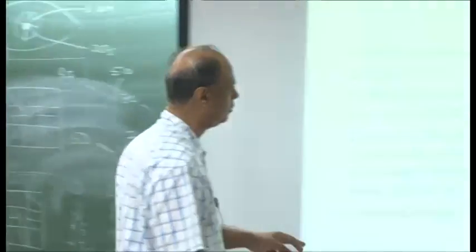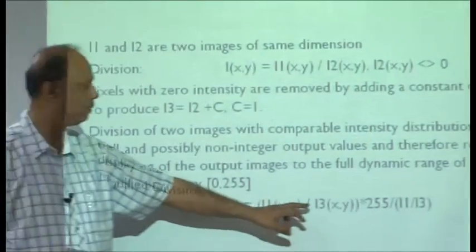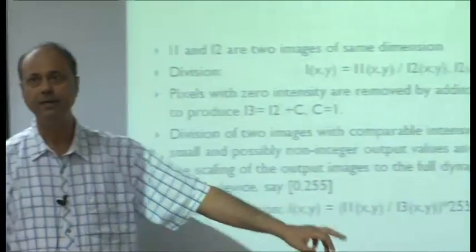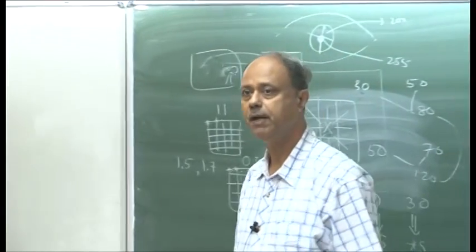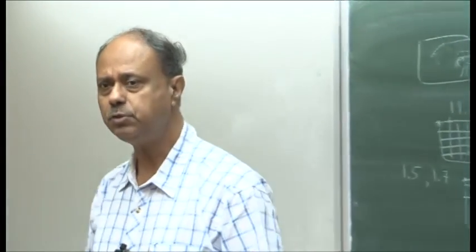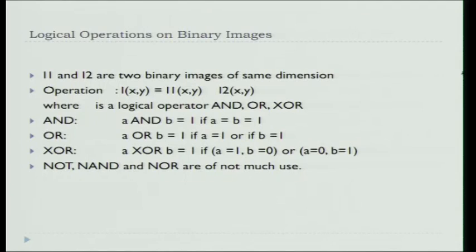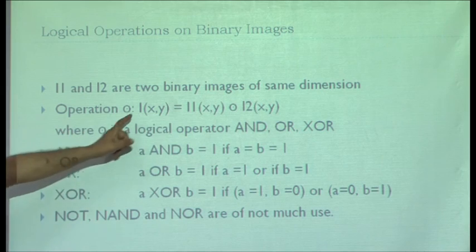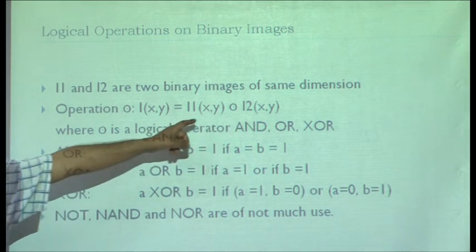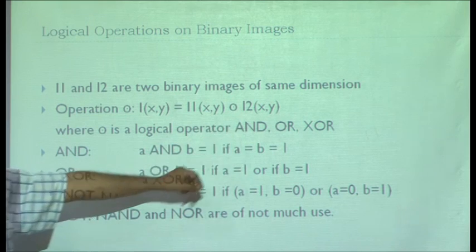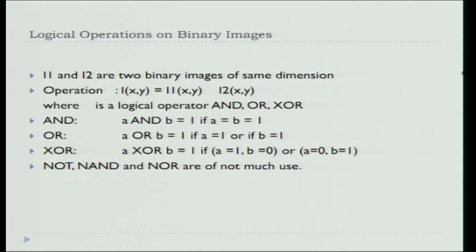So, this is first I1 divided by I3, multiplied by 255. This will give the range lying between 0 and 255, right. Sometimes we do logical operations on the image. Generally, this is useful only for the binary image. So, binary images I1(x,y) and I2(x,y), and the logical operators are AND or XOR.